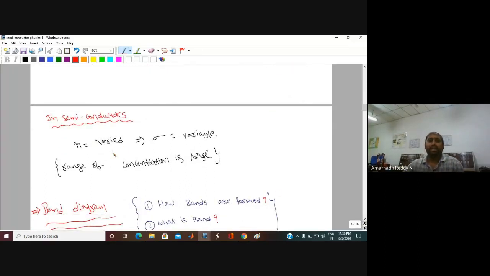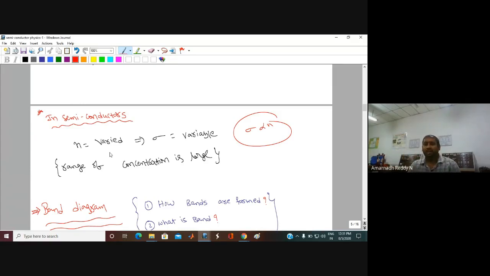What happens in a semiconductor? The special advantage is that you can vary n. n is the charge concentration. n can be varied, and sigma is variable, because sigma is proportional to n. How is n going to be varied? In a semiconductor, what happens if you increase the temperature?